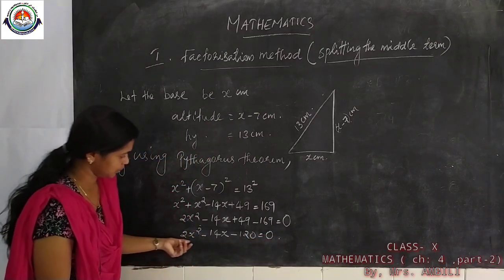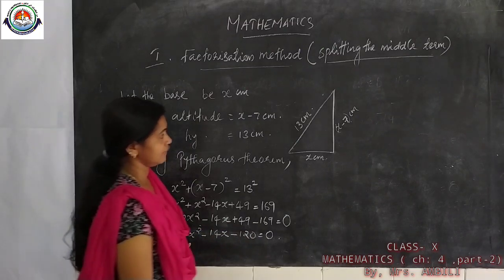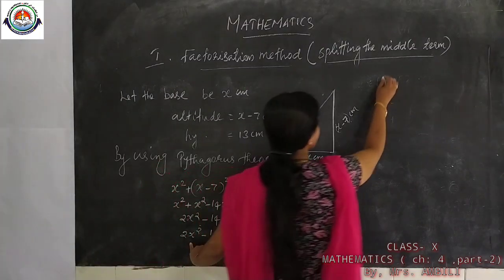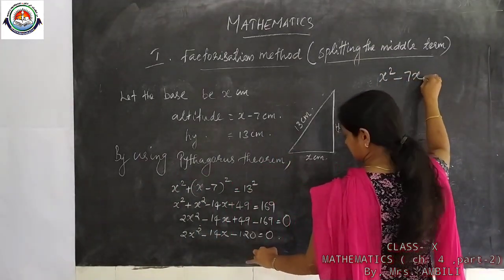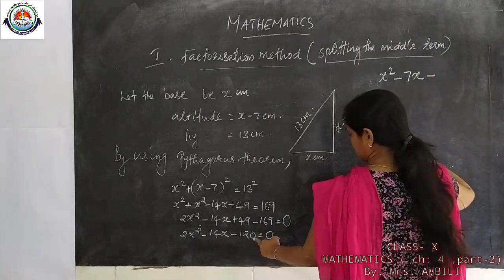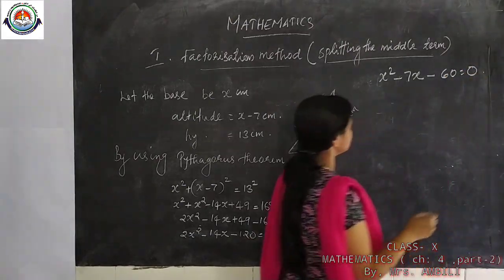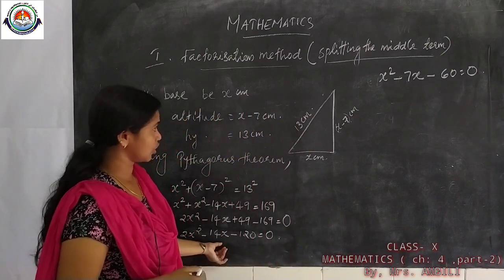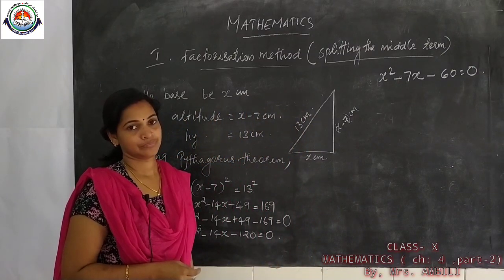So, 2 is the common factor here. You can cancel by 2. So, what equation will we get? x square minus 7x minus 60 equal to 0. Now, what we got? x square minus 7x minus 60 equal to 0.